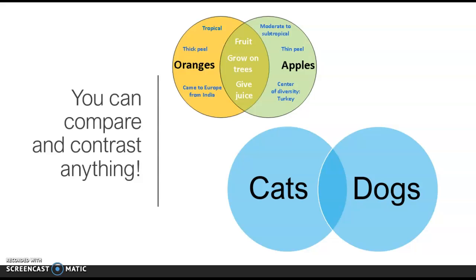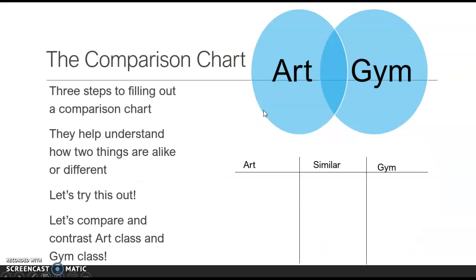Alright, so you can compare and contrast anything. So here's our cats and dogs example, oranges and apples. There's similarities between those two as well. Okay, so to compare and contrast things, to put them on paper, you can put them into a chart. The chart that you've been seeing was a Venn diagram. The chart that we will mostly use in this class is this T-chart, comparison chart, where you have your first idea on the left, you have your second idea on the right, and in the middle you have their similarities.